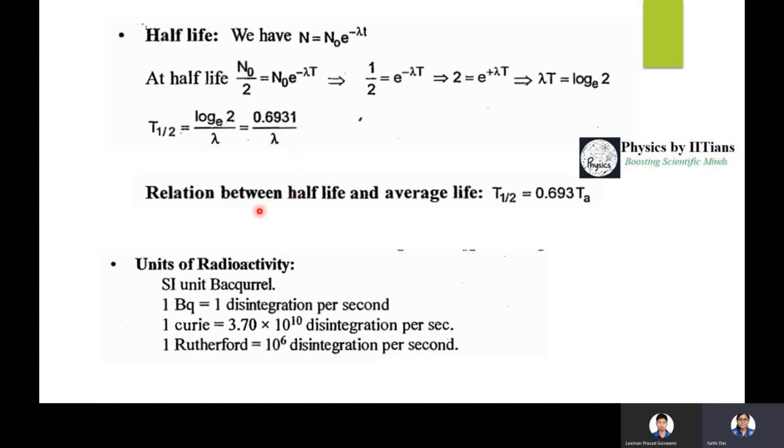Now what is the relation between the half-life and average life? If you take half-life as T half, and average life as Ta, then T half equals 0.693 into Ta, as Ta equals 1 by lambda.